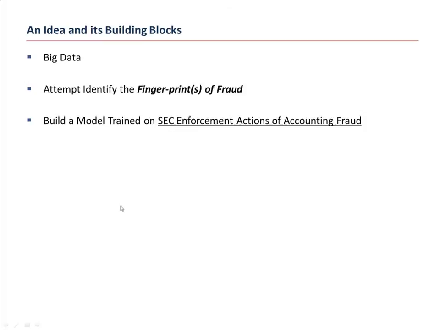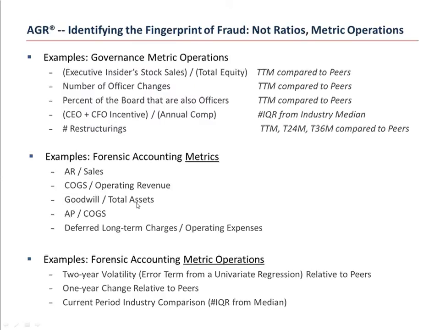Second, if we wanted to identify the fingerprint of fraud, or really the multiple fingerprints of fraud, we would build our model on a definitive source, and that source was the Securities and Exchange Commission. The AGR model is built on SEC enforcement actions of accounting fraud exclusively. As we dug into the first step of big data, we quickly recognized that simply looking at ratios was not the answer. At GMI, we call ratios metrics, but the model is not built on metrics. It's built on metric operations.